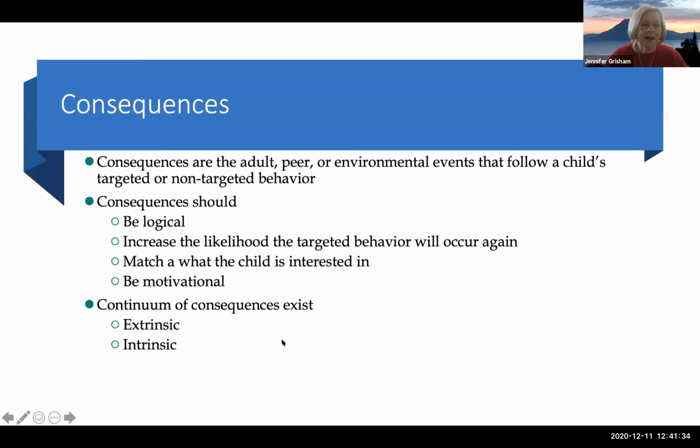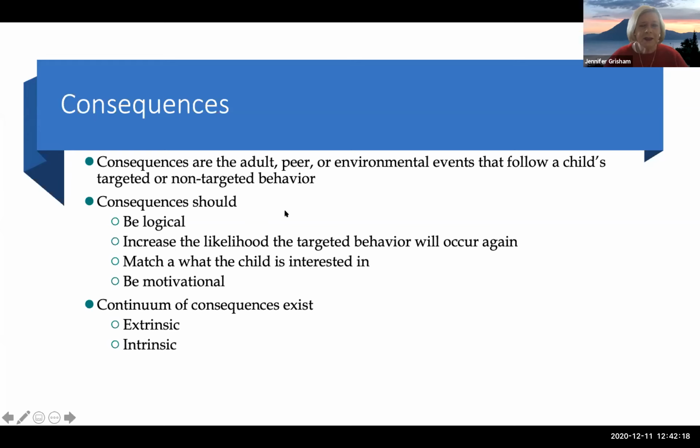All right, the third and last component of the intervention plan, which is really in some ways the most important, are the consequences. This is the third column of your intervention plan. The consequences are what happens after the child either demonstrates the correct or the incorrect response. The consequences can be delivered by the adult that's working with the child, the peer that's interacting with the child, or an environmental event. So if I take a drink, because I'm thirsty, the consequence is that I get my thirst quenched.